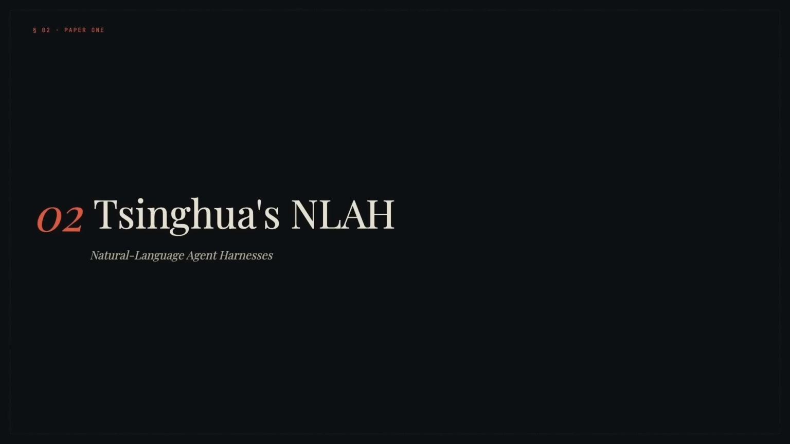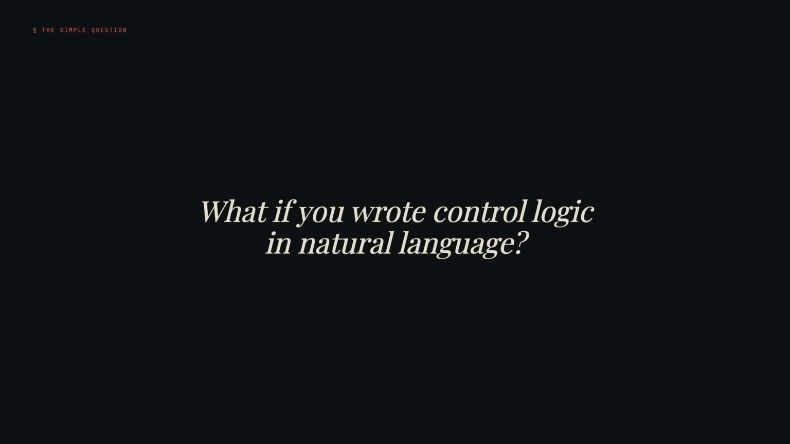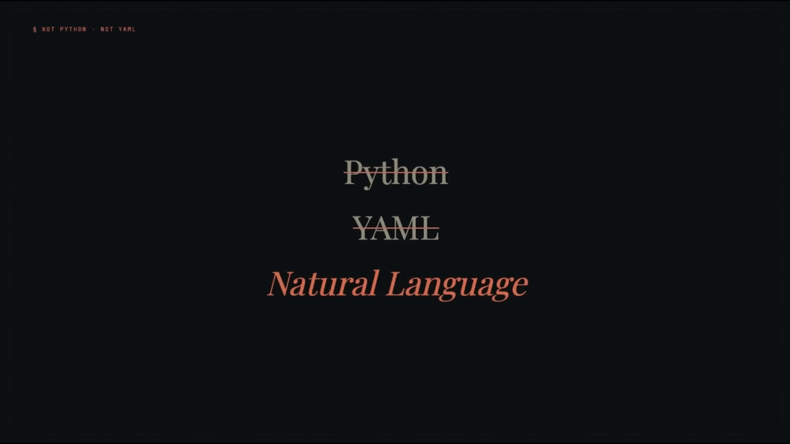Okay, so let's look at the first paper. And this is where it gets really interesting. The first paper is from Pan and team at Tsinghua University, which was published in March 2026. They asked a simple question: what if you could write an agent's entire control logic, not in Python, not in YAML, but in structured natural language? The structure has 3 layers.